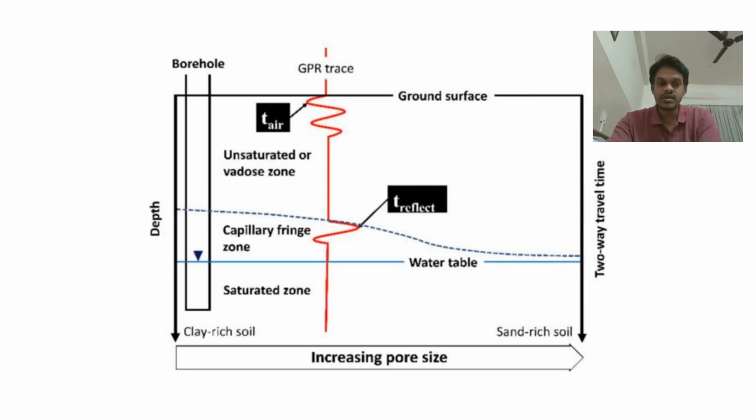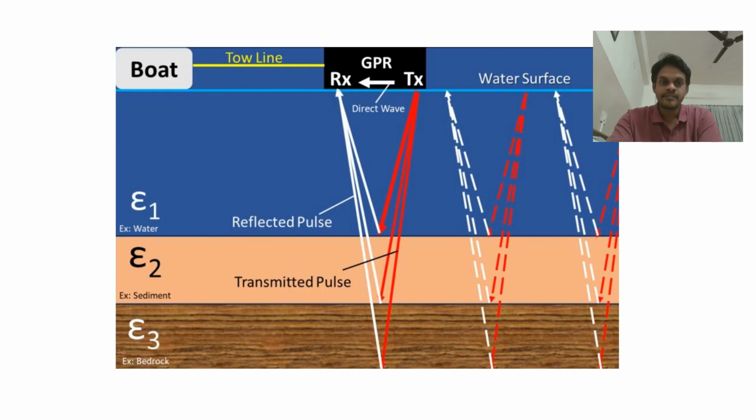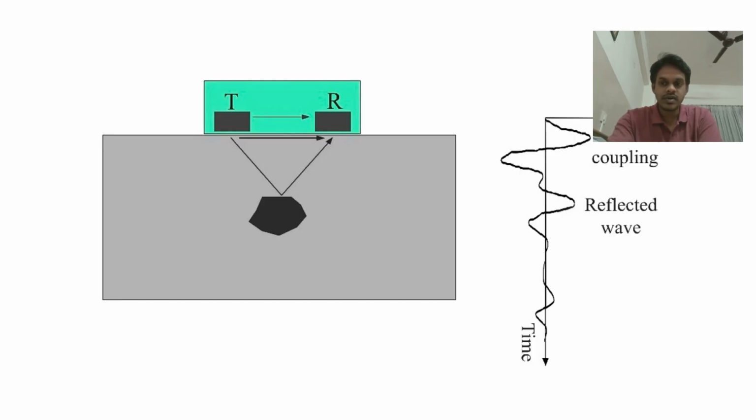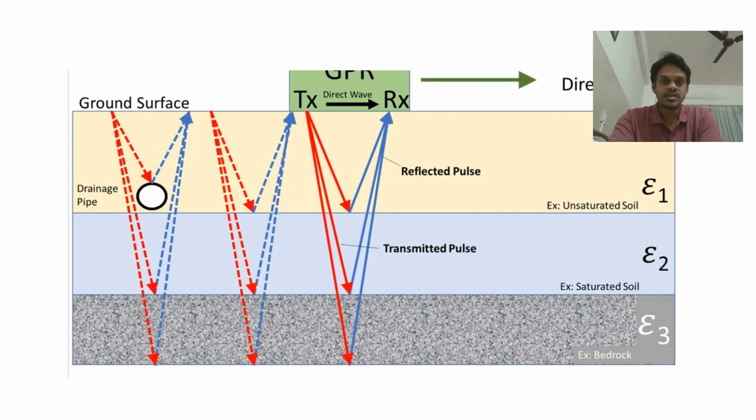And also here, if you have borehole data, you can take the data and find out the unsaturated zone, the capillary fringe, and the saturated zone. From that you can also understand how the GPR traces are changing. So this is one more example, where you do it on water, and this is how the value, velocity and time will be. And this is one of the examples of how to find out.